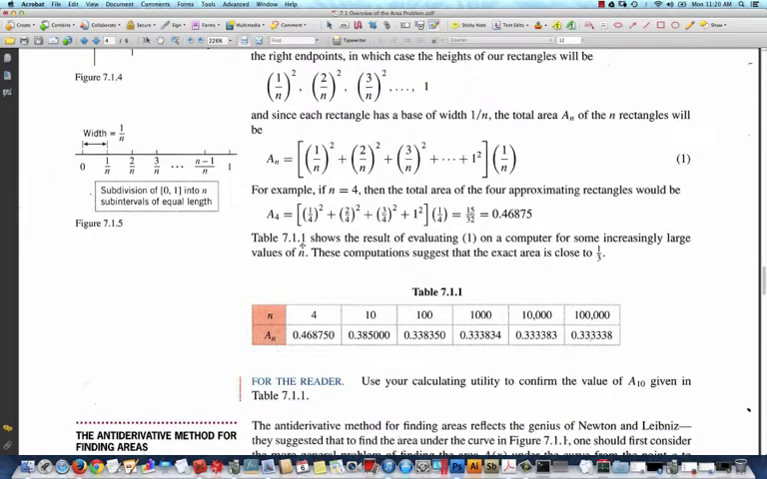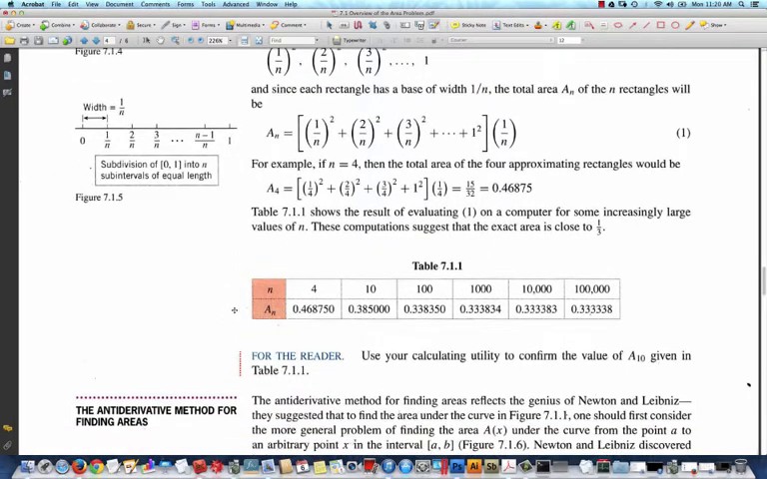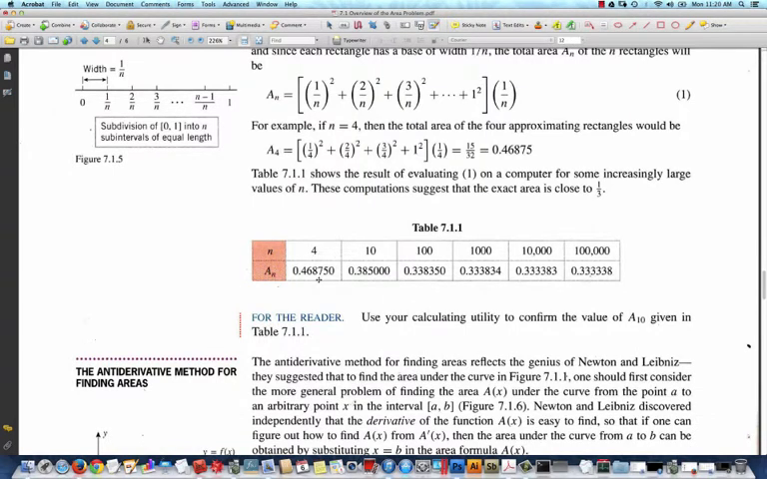Table 7.1.1 shows the results of evaluating the first equation here on a computer for some increasingly large values of n. So when n is 4, it's this. When n is 10, it's this. 100, this. 1,000, this. Notice it's getting closer and closer to the actual area.